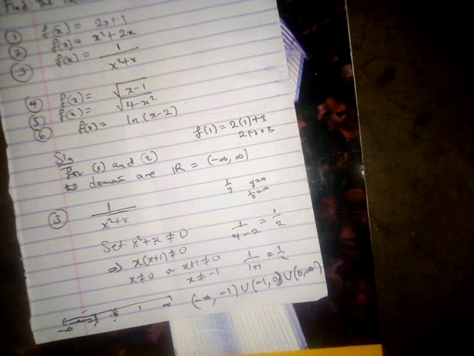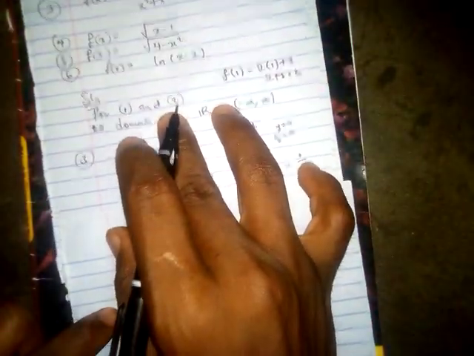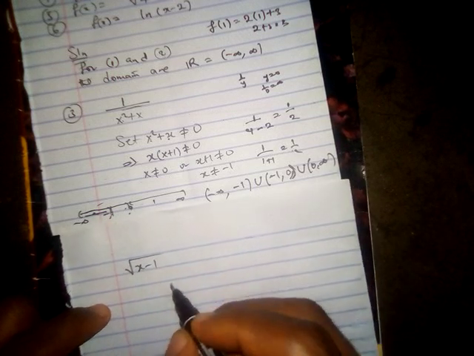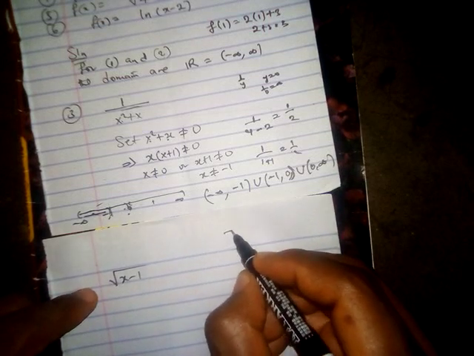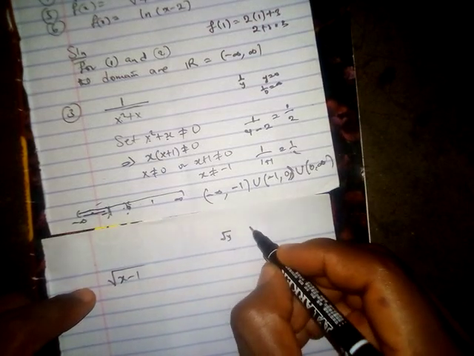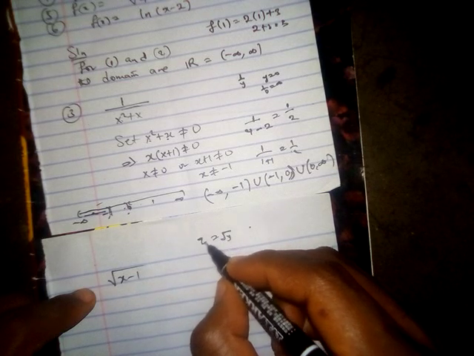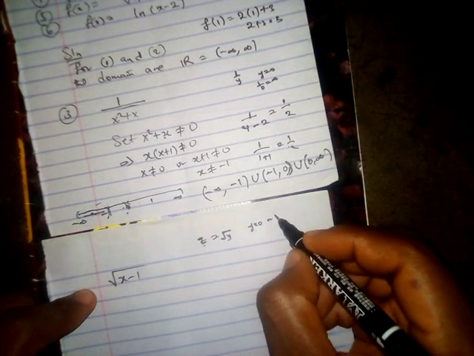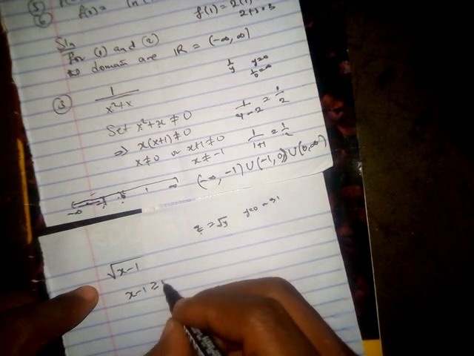Next we are going to find the domain for the root function. The function here is the square root of x minus 1. To find the domain, remember for a square root function, let's say the square root of y, for the function to have a value, y must be either 0 or greater than 0. So we set x minus 1 to be greater than or equal to 0.